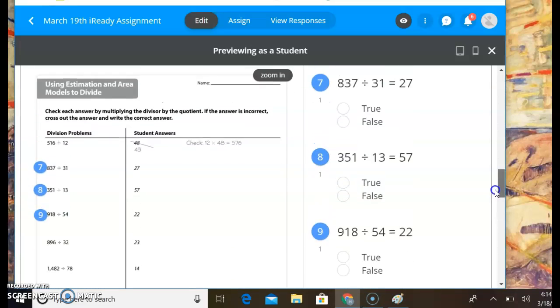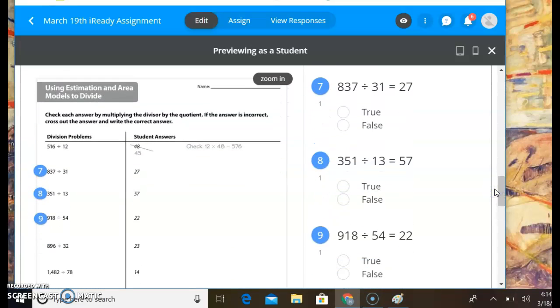For page 12 here, your teachers solved 3 of your problems for you. However, we don't know if we're right or wrong, so you have to solve them to tell us if we got our answers right or we got our answers wrong. So obviously, if we got them right, answer true. If we got our answers wrong, answer false.